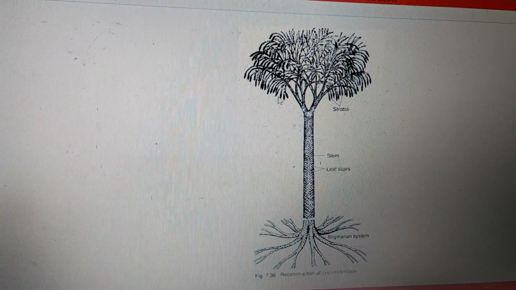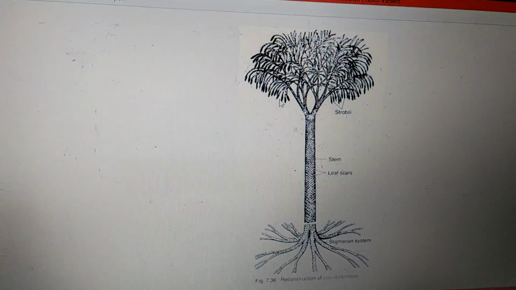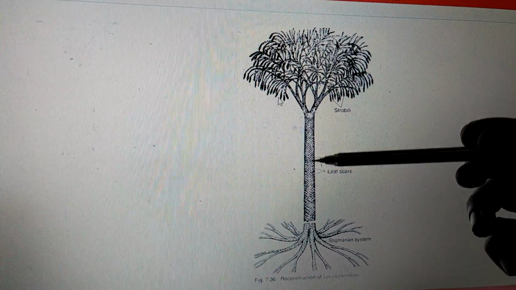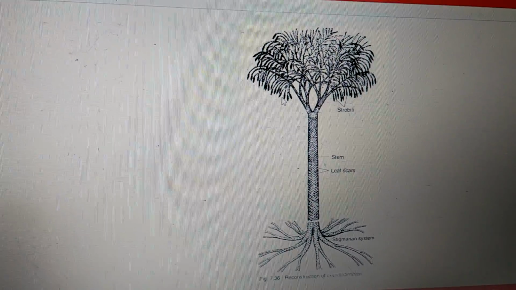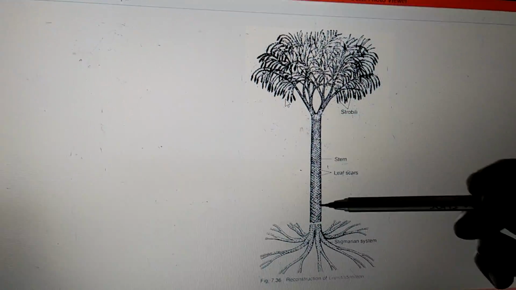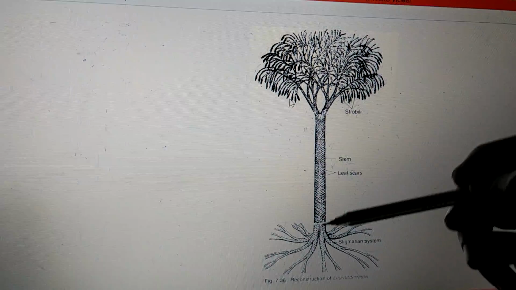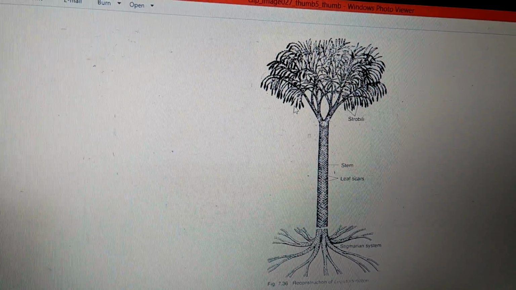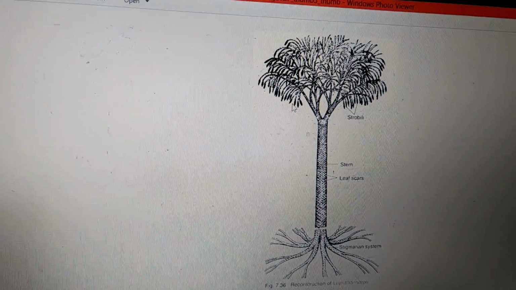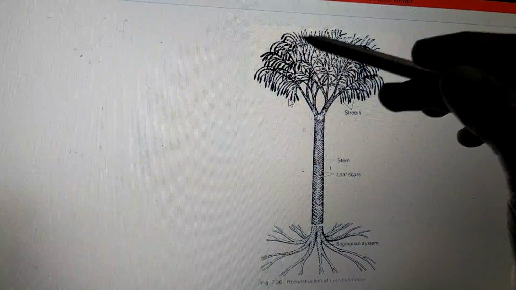Speaking about the morphological features, the stem was erect, and it did not branch up to some distance from the ground. It used to grow some distance from the ground, and then it used to branch, and the branching was dichotomous. The dichotomies produced the leaves. So these are the leaves.